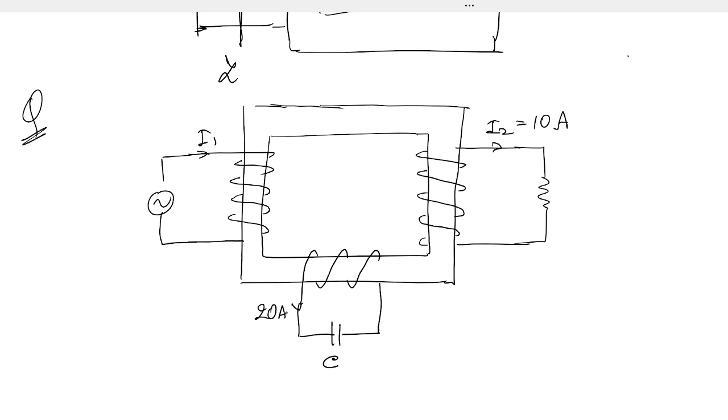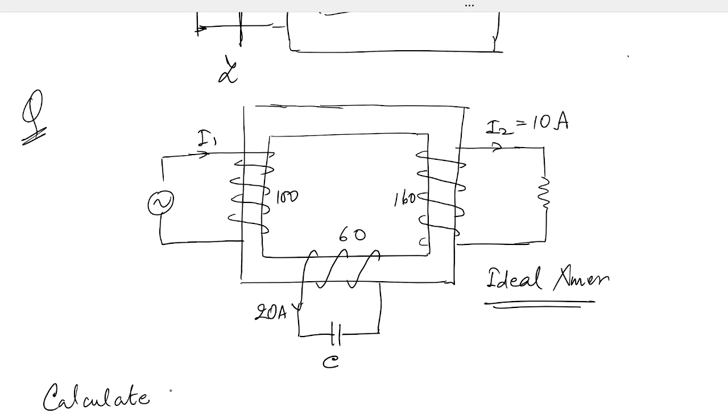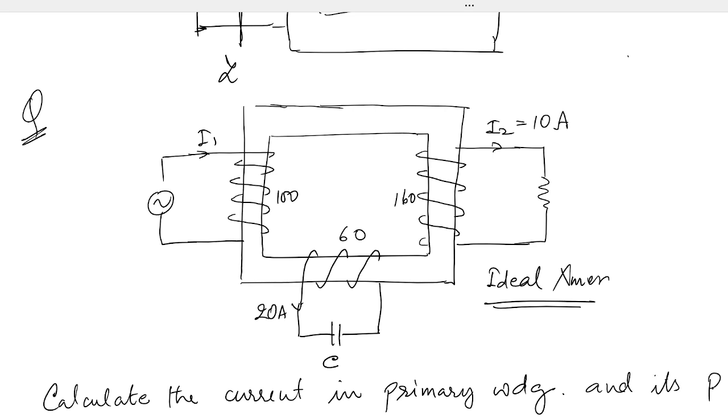Number of turns is 100. Here it is 160, and with the tertiary winding it is 60. So this is again the case of an ideal transformer. I am asking, calculate the current in the primary winding and its power factor.